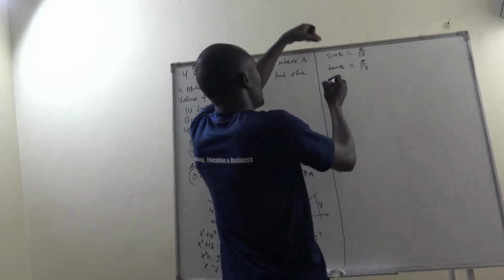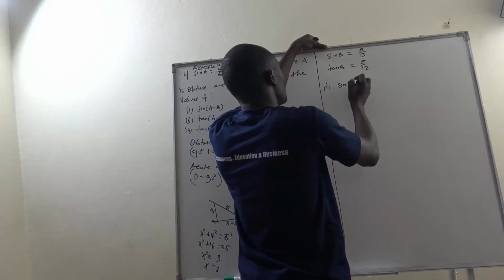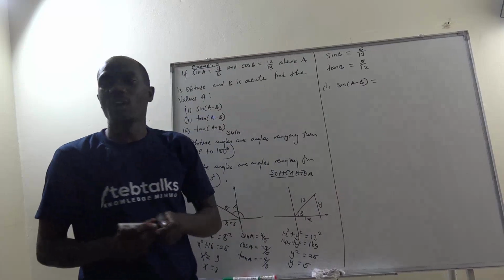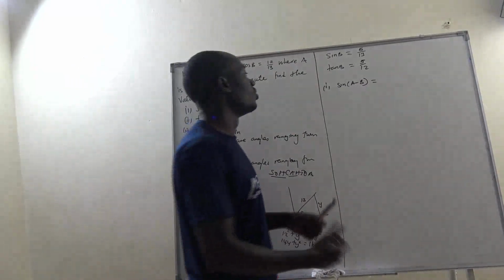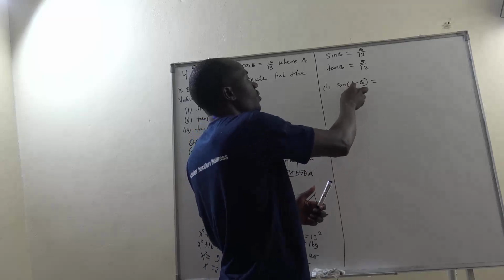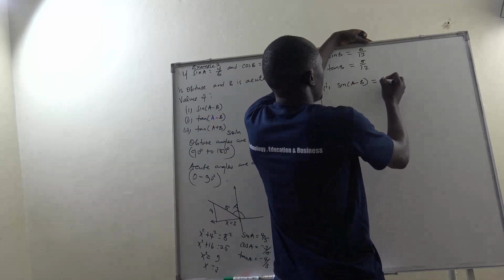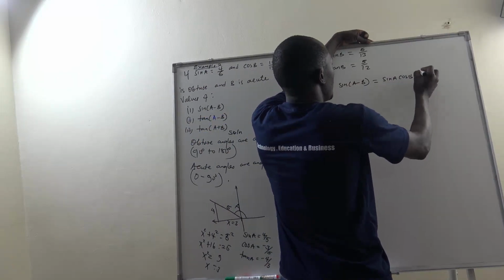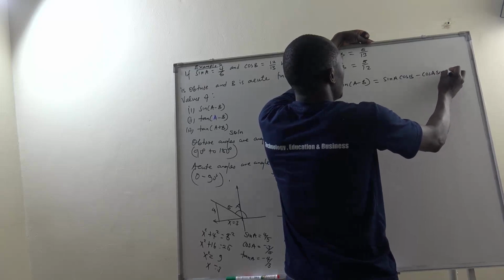So can we start now with our question which was given? The first one was sine of A minus B. So these are compound angles. The first step is to open them first. Don't just substitute A and B, because you don't know them. So can we open? This is the same as sine A cos B minus cos A sine B.